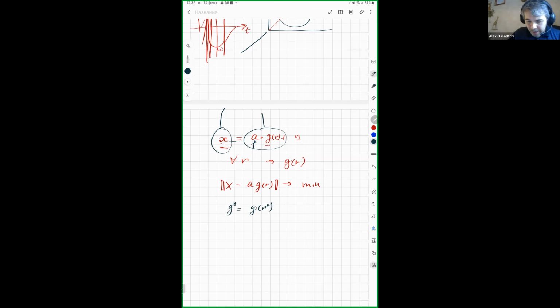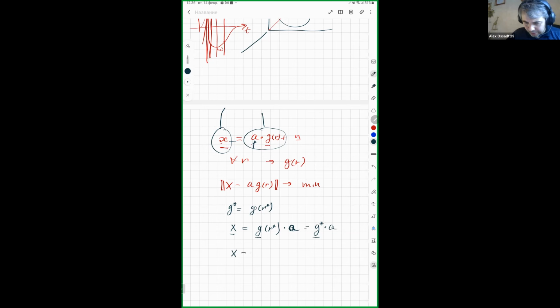Then in order to find A, you do this. You say G of R star multiplied by A, right? And plus noise, but we ignore the noise for now, just because we assume that it's everywhere and it's uncorrelated. So this is a vector, this is a vector, right? Then let us rewrite it simply as G star A. I can show you the trick how you can do it trivially, but in order to do it formally, you have to do this.